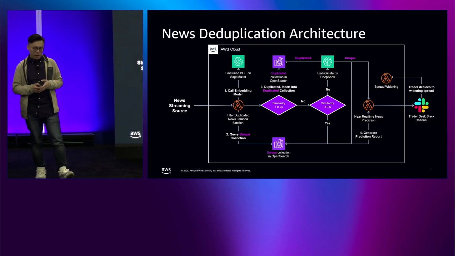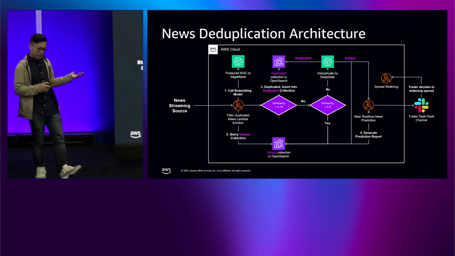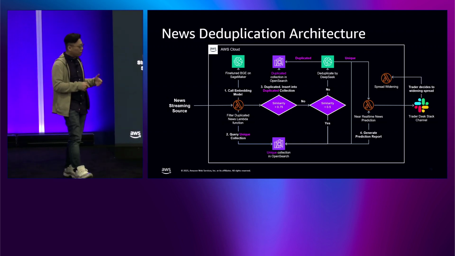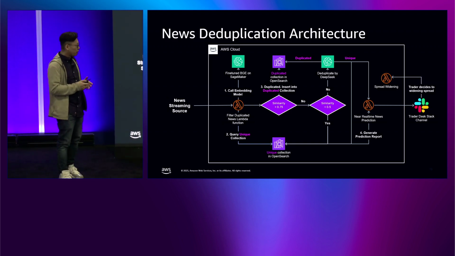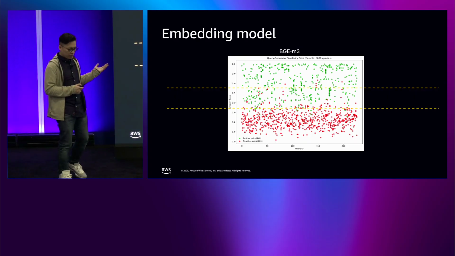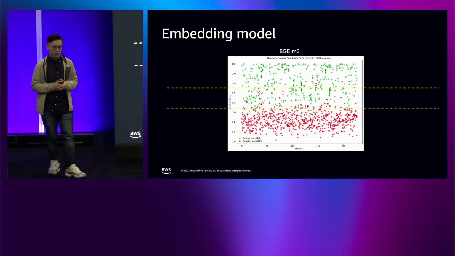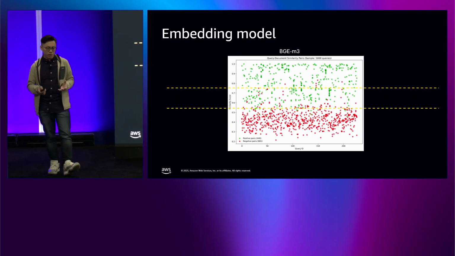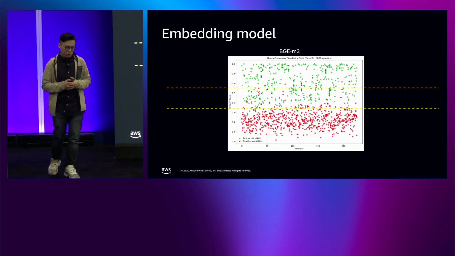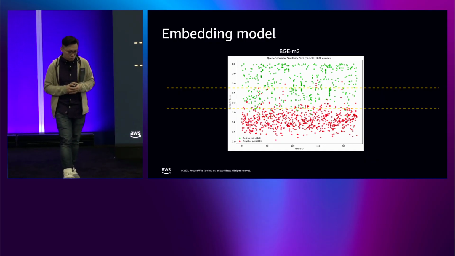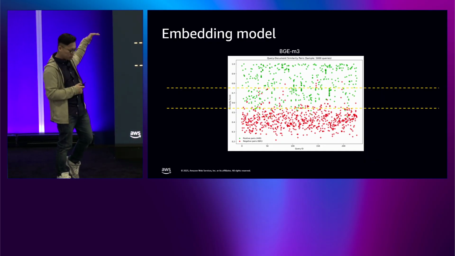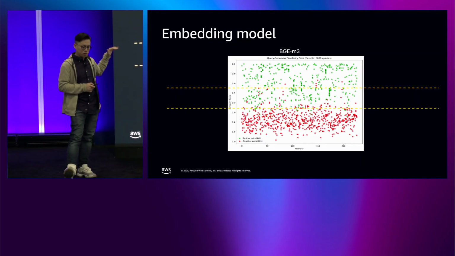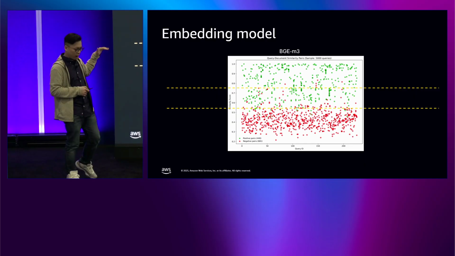Generic embedding models aren't great at handling these crypto-specific duplicates. That's why fine-tuning the embeddings matters so much. Here is a scatter plot showing out-of-the-box BGE-M3 on thousands of query-document pairs from crypto news. The green dots, the upper part, are the news articles that are duplicates. You want high similarity scores, ideally greater than 0.75.